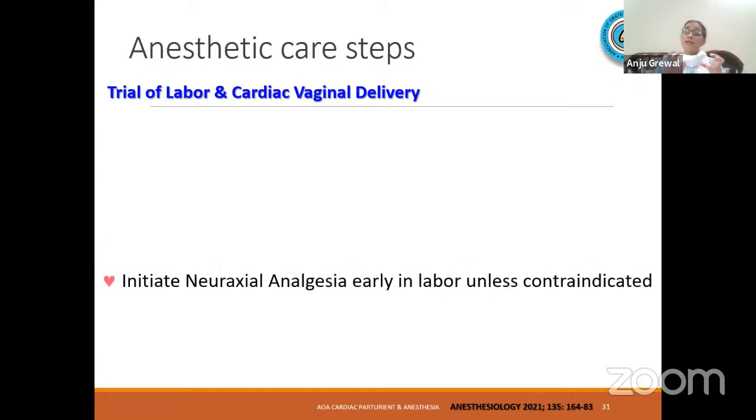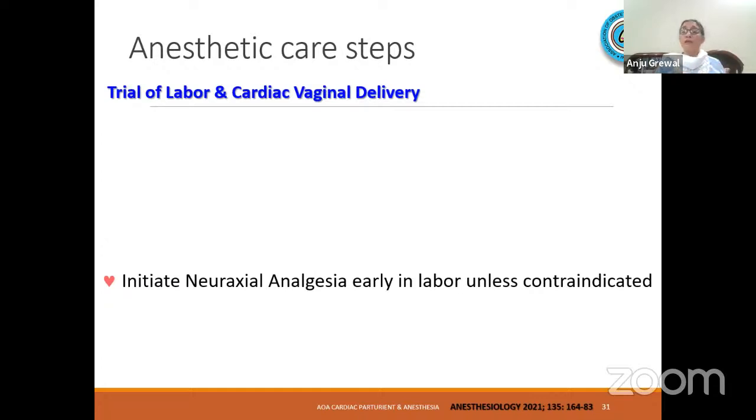Now, if the mother has been planned for a vaginal delivery, as a generic rule, all cardiac patients need to undergo ideally a vaginal assisted delivery and not a direct cesarean delivery. The indications for a cardiac patient undergoing a cesarean delivery are very limited.